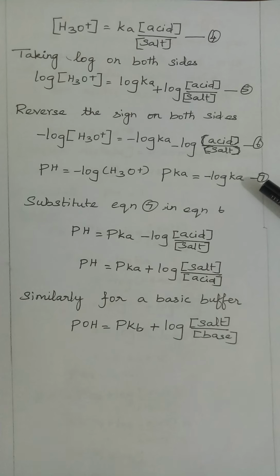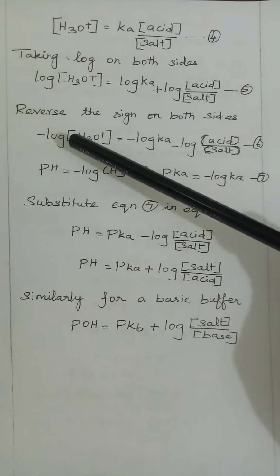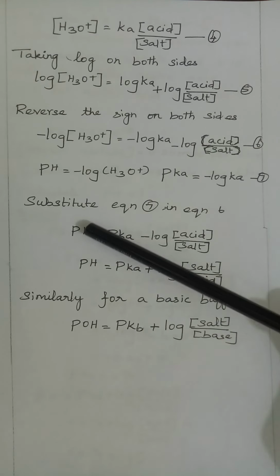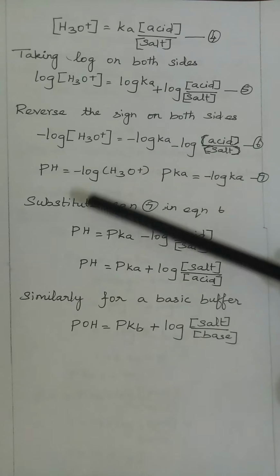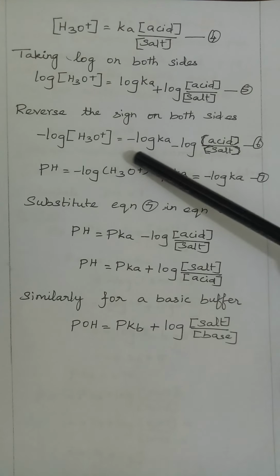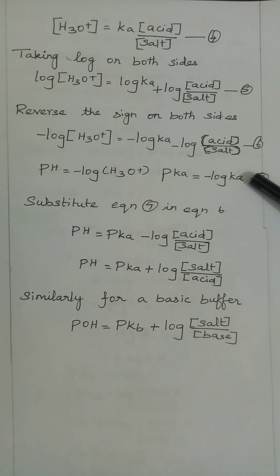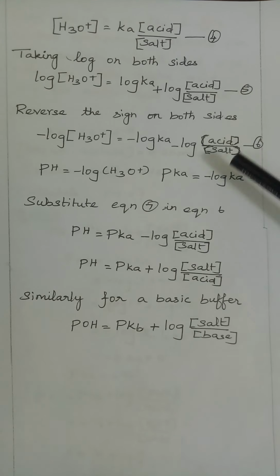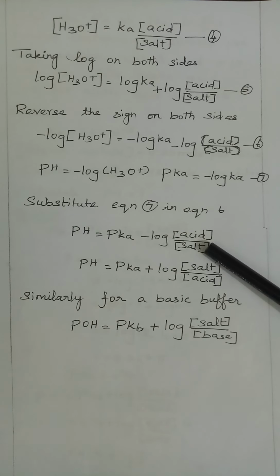So this is equation number 7. This is equation number 4, this is equation number 5, this is equation number 6. So equation number 7 is applied in equation number 6. Minus log of H3O plus concentration is replaced by pH. Minus log of Ka is replaced by pKa. Minus log of acid concentration divided by salt concentration.